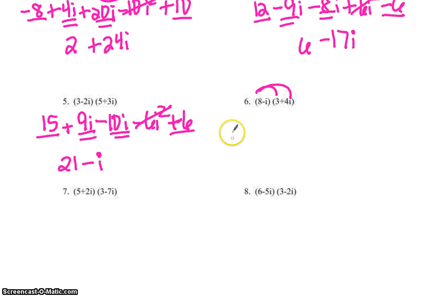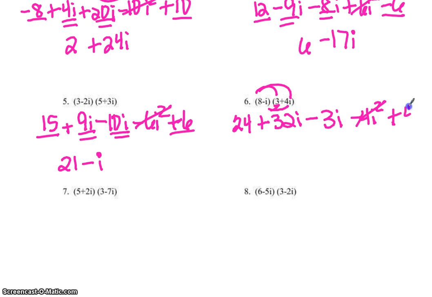Distribute your 8. 8 times 3 is 24. 8 times 4i is plus 32i. Distribute your -i. Be careful with your signs here. -i times 3 is minus 3i. And -i times 4i is minus 4i squared. The last term changes to plus 4. 24 plus 4 is 28. 32i minus 3i is plus 29i.